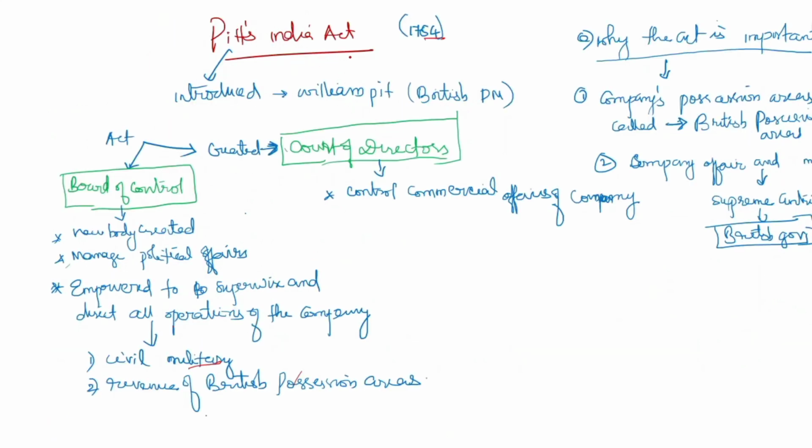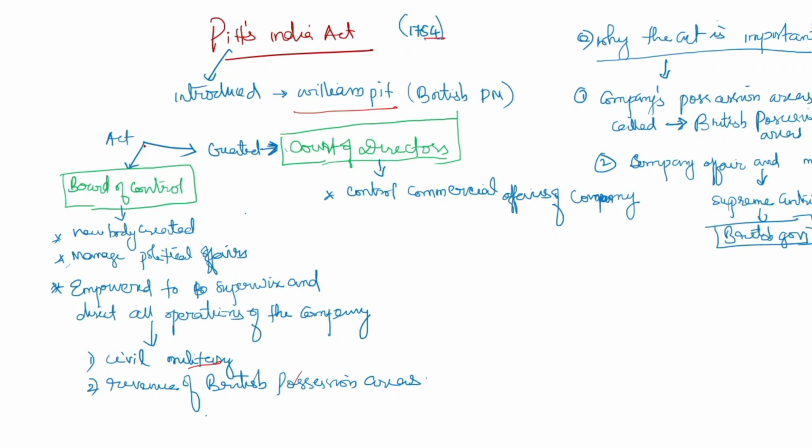The next act is Pitt's India Act, 1784. Why is this act called Pitt's India Act? Because the act was introduced by William Pitt, the then Prime Minister of Britain. William Pitt introduced the bill into the British Parliament, so the act is called Pitt's India Act.